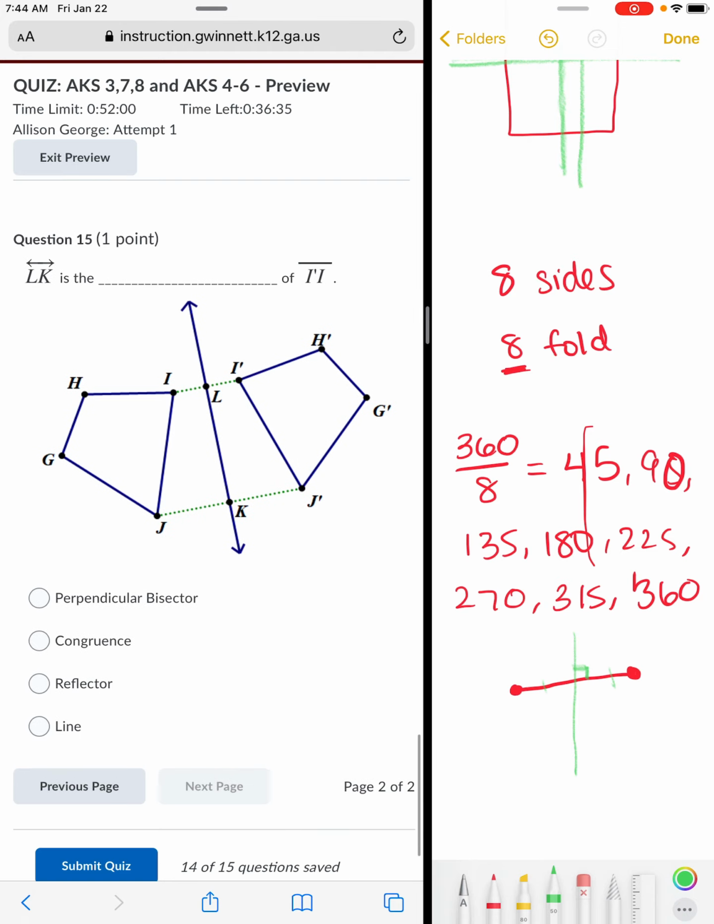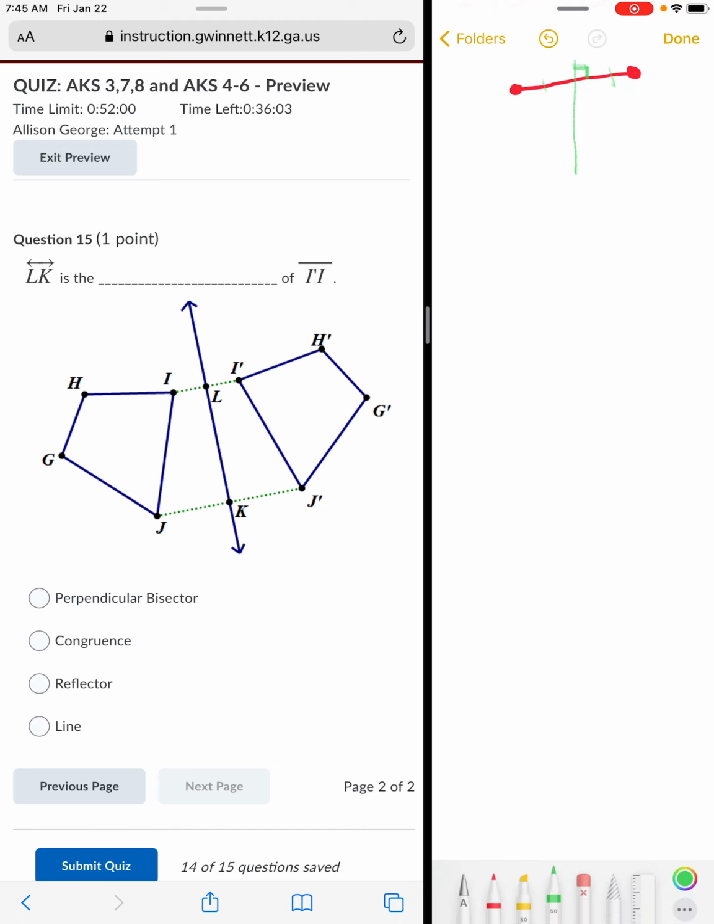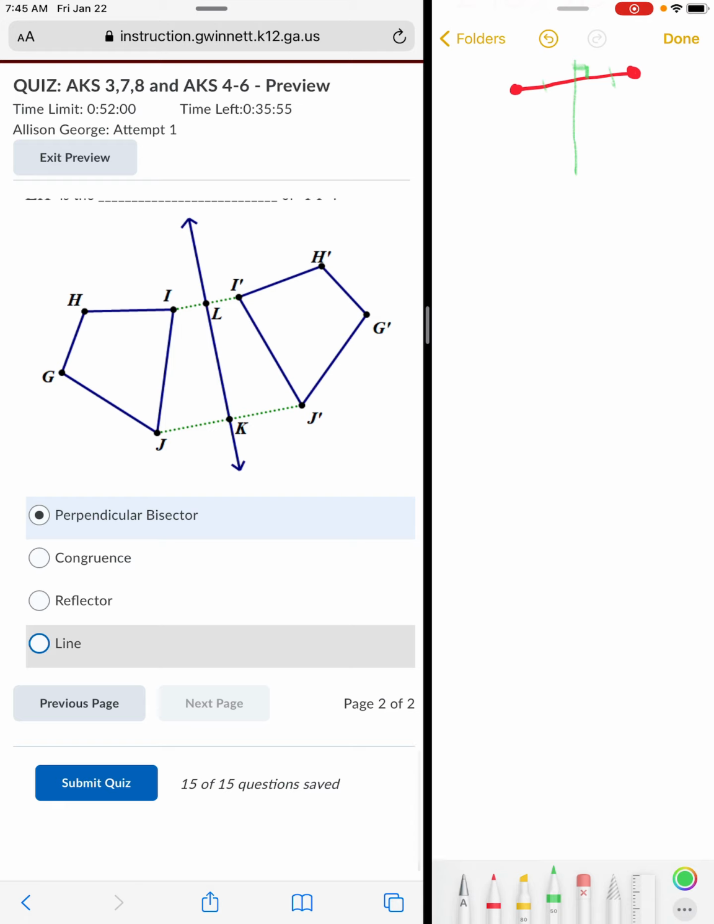All right, let's look at question 15. LK, that line in the middle, is the blank of II prime. Now, I know that LK is the line of reflection for this transformation, but I am comparing LK specifically to II prime. Because it's the line of reflection, we know, as I had just said, that the line of reflection is always the perpendicular bisector of the line segments that connect corresponding pieces. So this one must be the perpendicular bisector. And there we go.